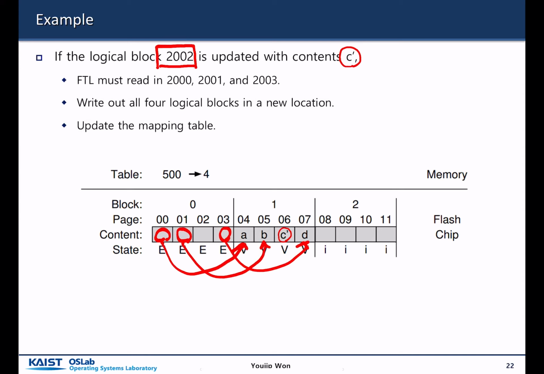So the FTL must read in 2000, 2001, and 2003 and write out all 4 logical blocks in a new location, and we also have to update the block mapping table. It was previously 0, now it is updated to 4. 4 means the starting page number of the physical block, so this 4 means the starting page number of block number 1. In the block mapping table, for each chunk we record the starting page number of the block to designate the physical block number.